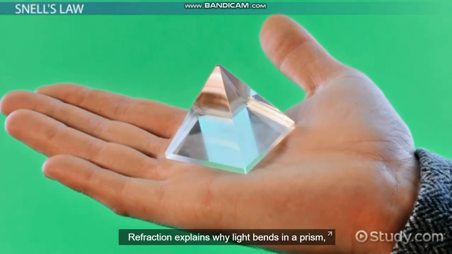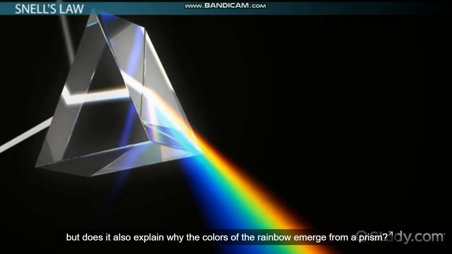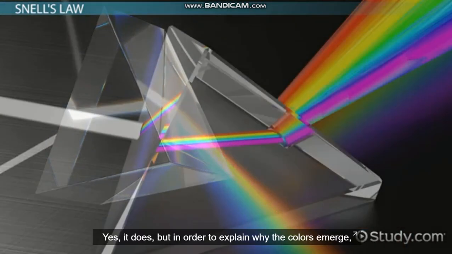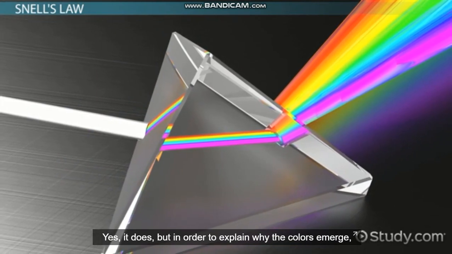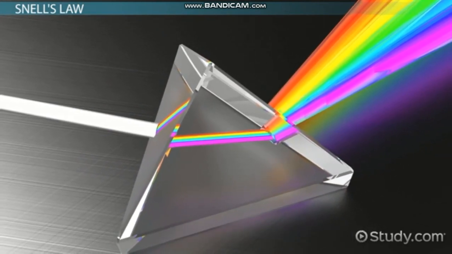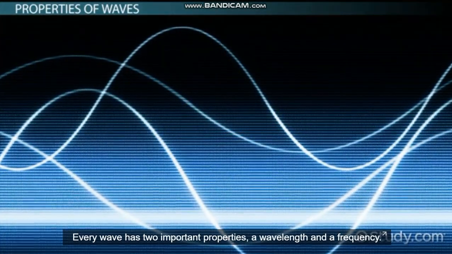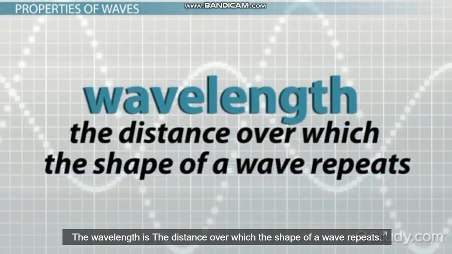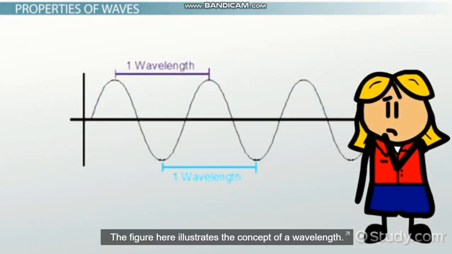Refraction explains why light bends in a prism, but does it also explain why the colors of the rainbow emerge from a prism? Yes, it does. But in order to explain why the colors emerge, we need to look at two more properties of light waves. Every wave has two important properties, a wavelength and a frequency. The wavelength is the distance over which the shape of a wave repeats. The figure here illustrates the concept of a wavelength.